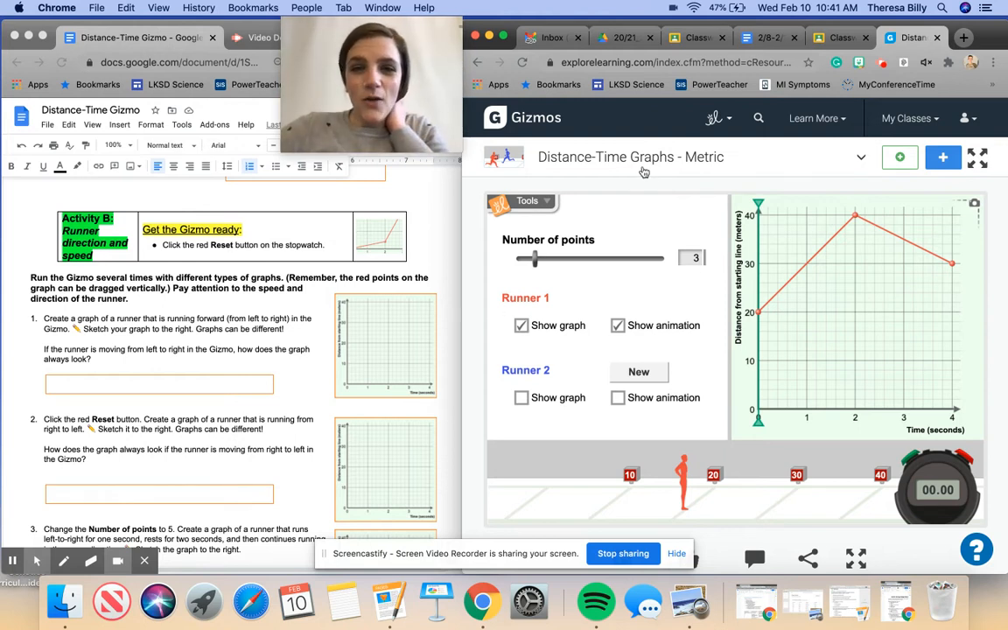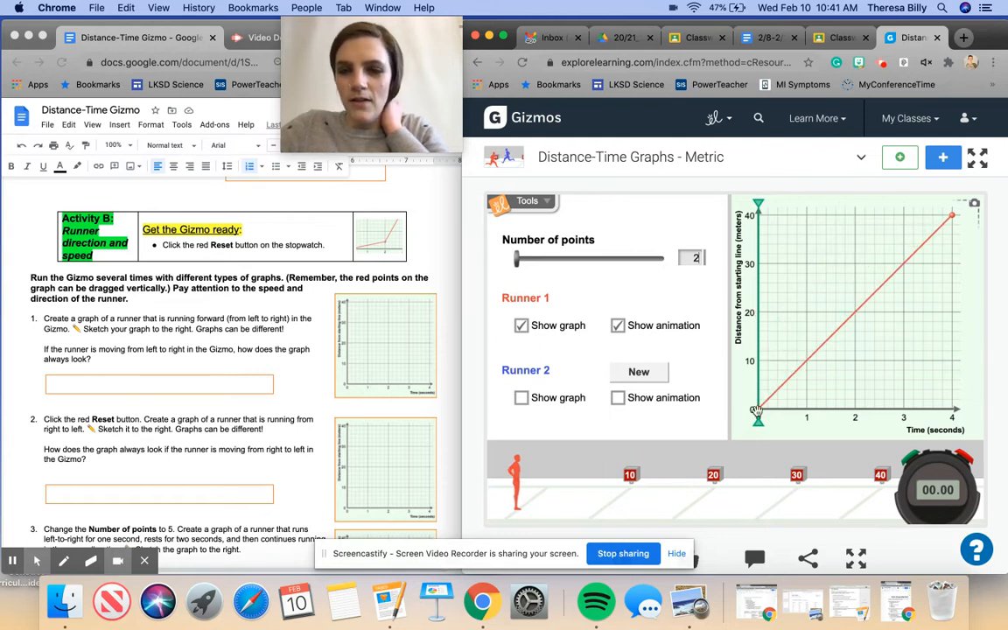So let's go ahead and reset this so that you only have 2 points going right now. And then let's take a look. So direction of runner. Right now, if we press the green button, the runner is running forward, and notice that our graph is moving upwards, right? Because as time is going on, the distance from the starting line is getting further and further away.